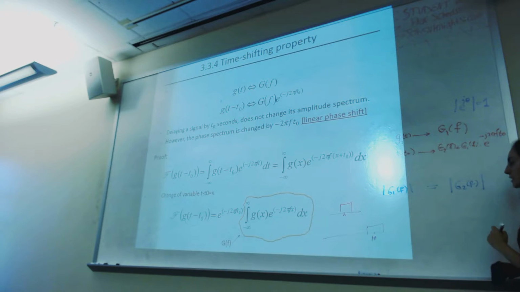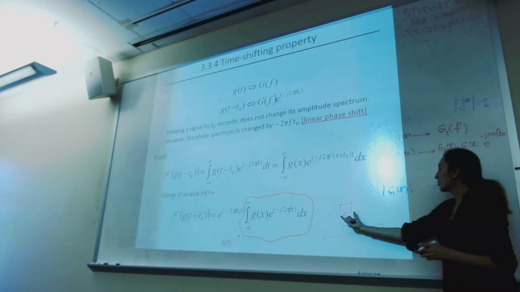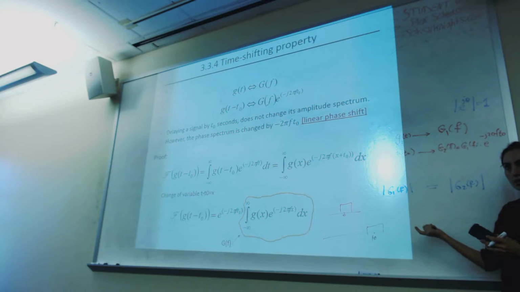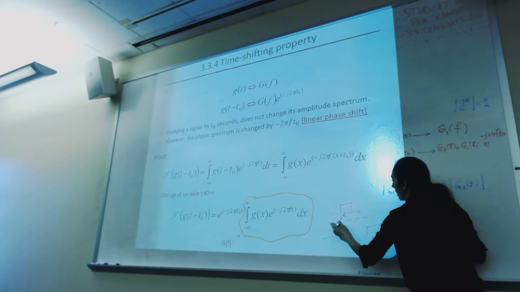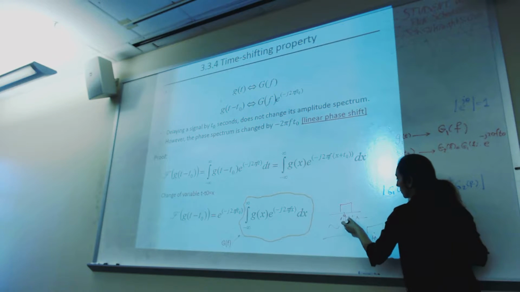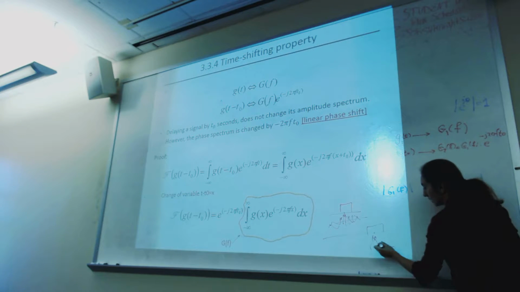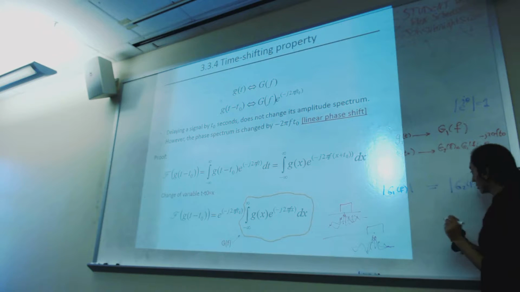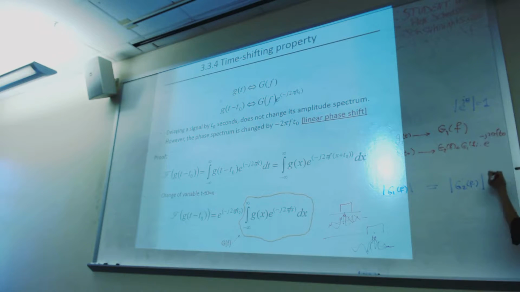And that somehow makes sense, right? If, instead of having this pulse, I have a pulse like that, let's shift it by 10 seconds. So the frequency component doesn't change, right? If I had some sine, some double frequency, triple frequency, etc., I still have that. The frequency component doesn't change. The only change is in the phase.